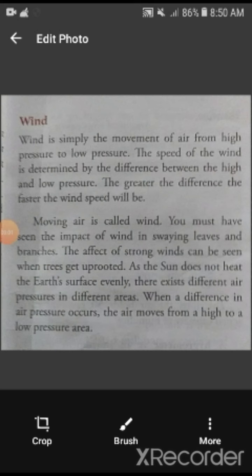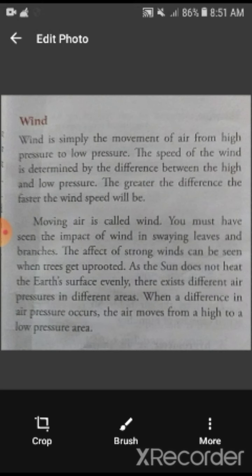The next element of weather and climate is wind. Wind is simply the movement of air from the high pressure to low pressure area. The speed of the wind is determined by the difference between high pressure and the low pressure. So, if the difference is greater, then the wind will blow at a faster rate, and if the difference is less, then the speed or the velocity of the wind will be very less. Moving air is called wind.